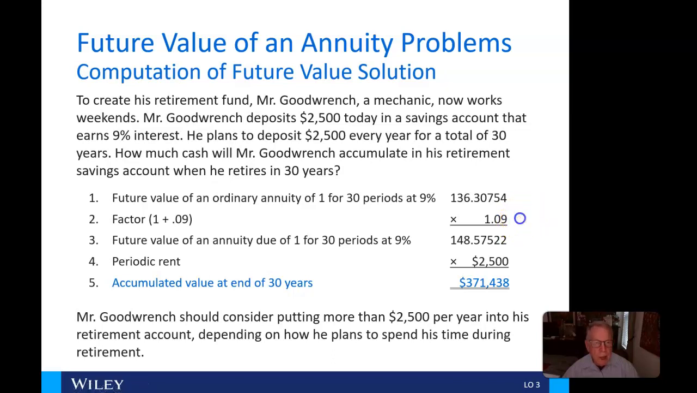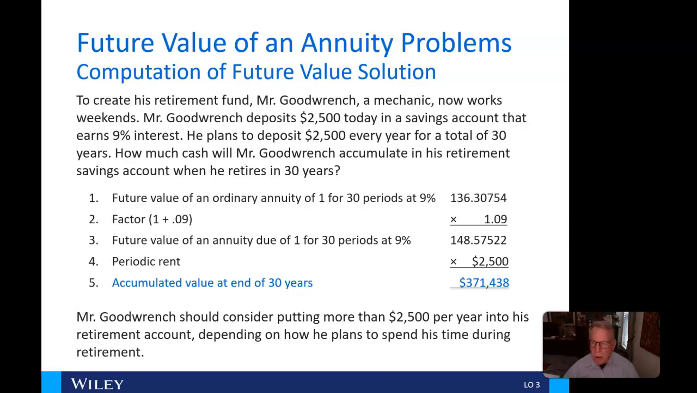So we'll multiply it times 1 plus the interest rate, in this case 9%, and that gets me to 148.57522 times 2,500. That gives me 371,438. So he should consider maybe putting more than $2,500 per year into his retirement account. And of course, he would build up much more money that way. This is a very valuable problem for us, both as business people, but also personally, because we all need to plan for our retirements.